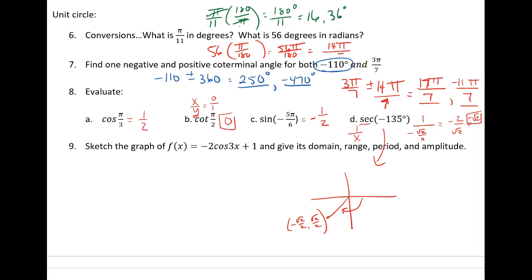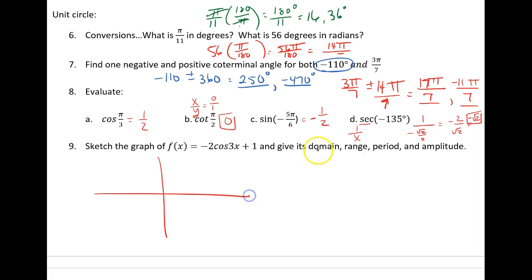All right, the last one is actually graphing and then telling all about the graph. So we are going to sketch this and then do domain, range, period, amplitude. To sketch it, I'm a big fan of drawing the parent first. So cosine is the one that starts up here. There's 2 pi, and then it continues. A negative is going to reflect it, and a 2 is going to change the amplitude.